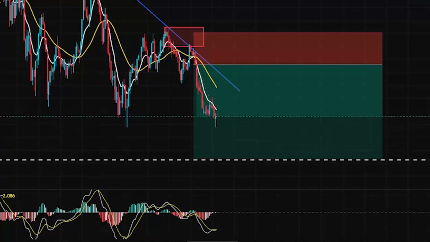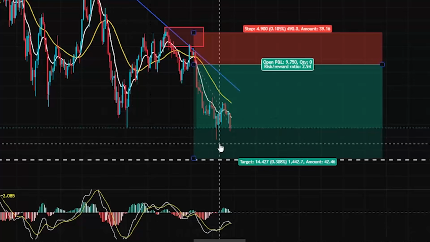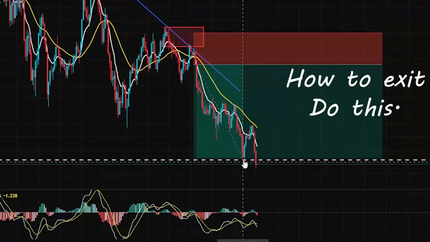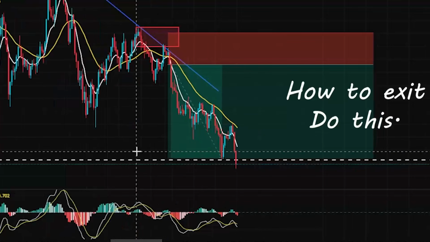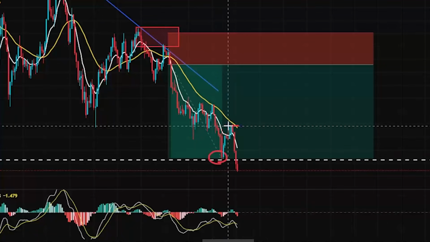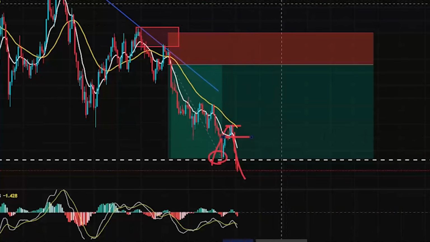Now we come to one of the most important parts of scalping: exiting a trade. Many novice traders think that exiting is easy, but a mistake at this moment can wipe out all your profits. So, if you want to trade without stress and with confidence, learn how to exit correctly.